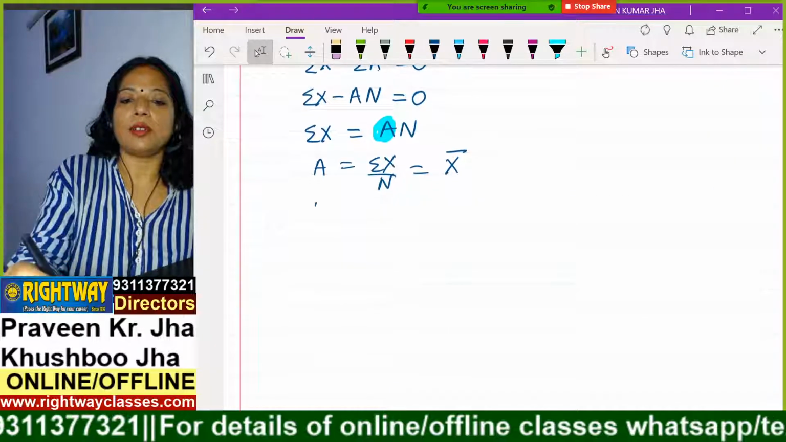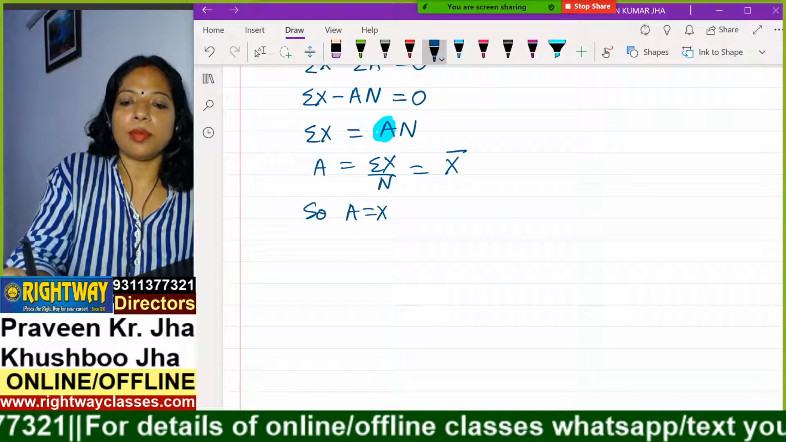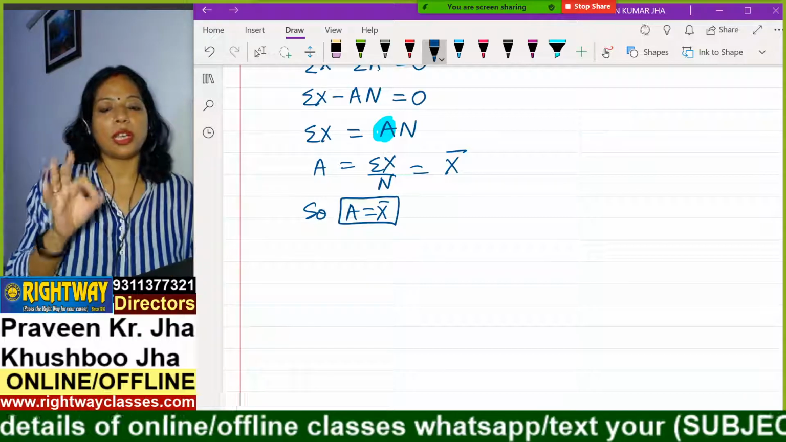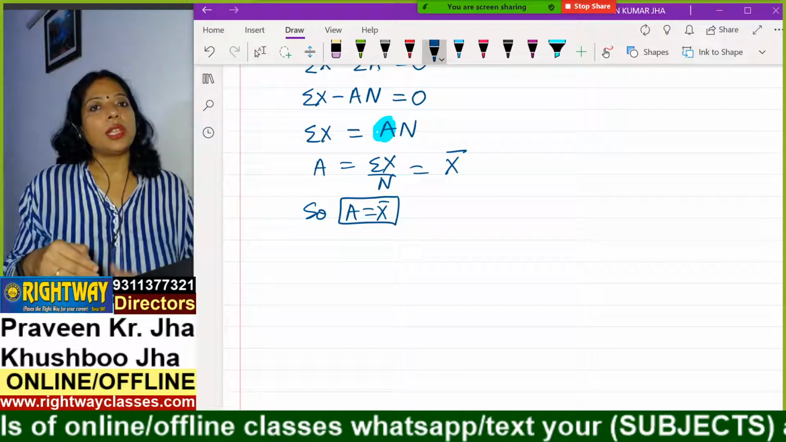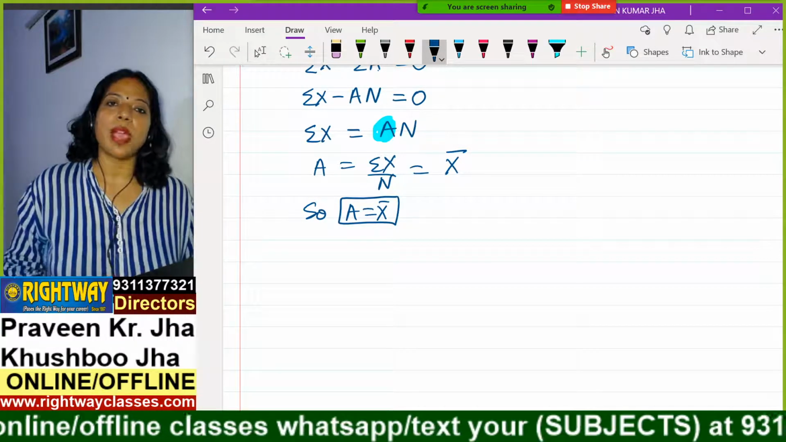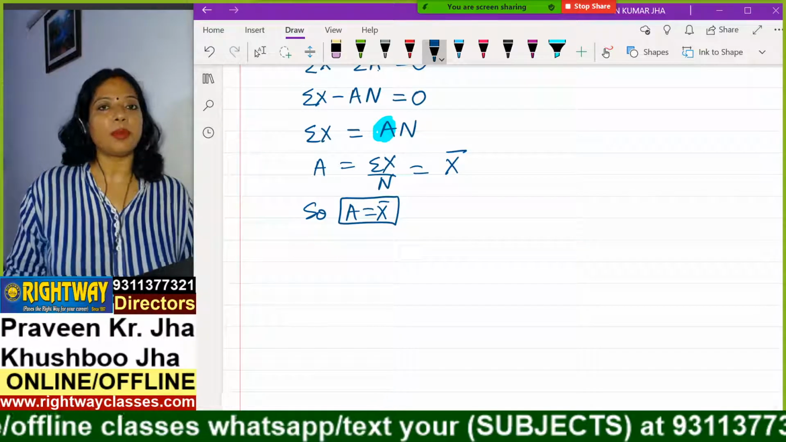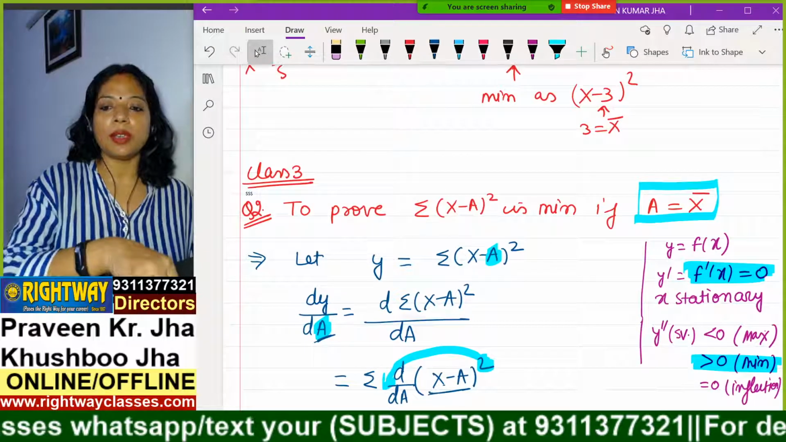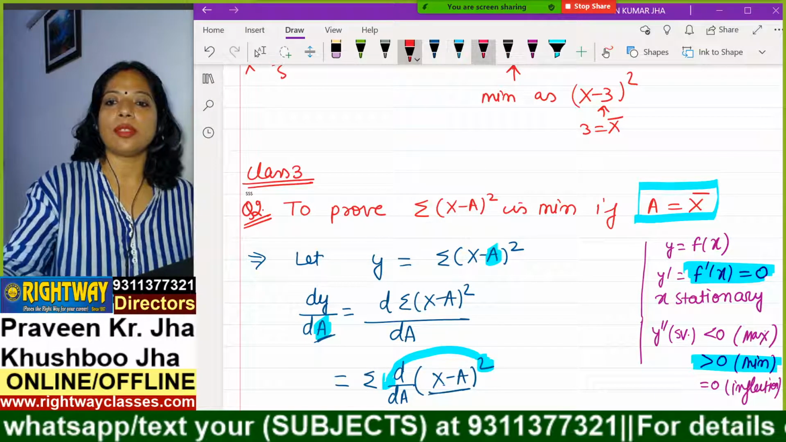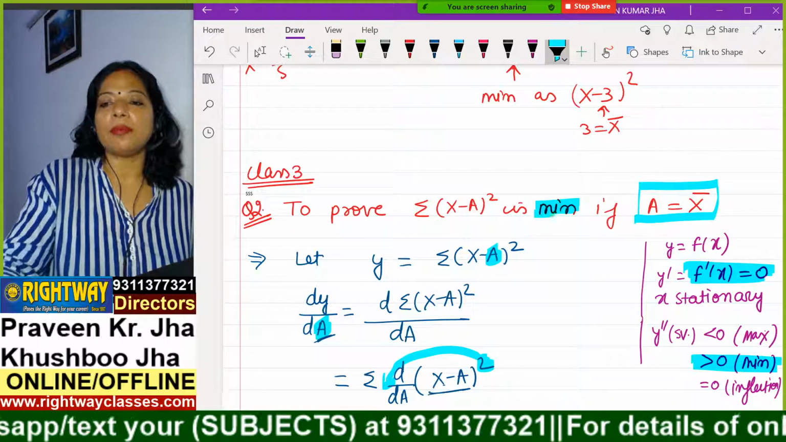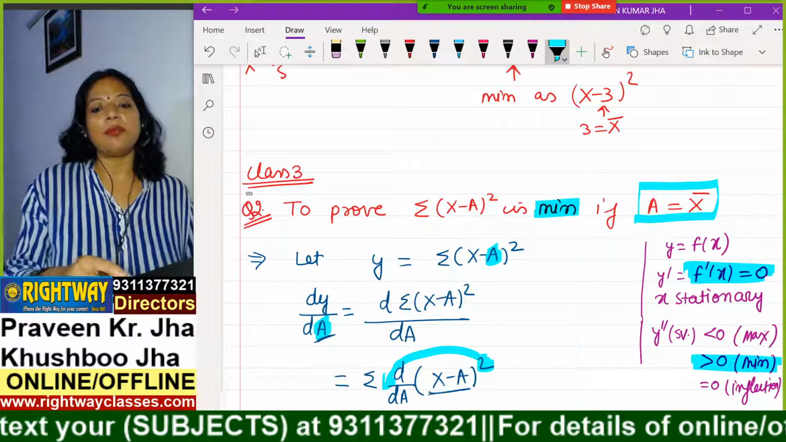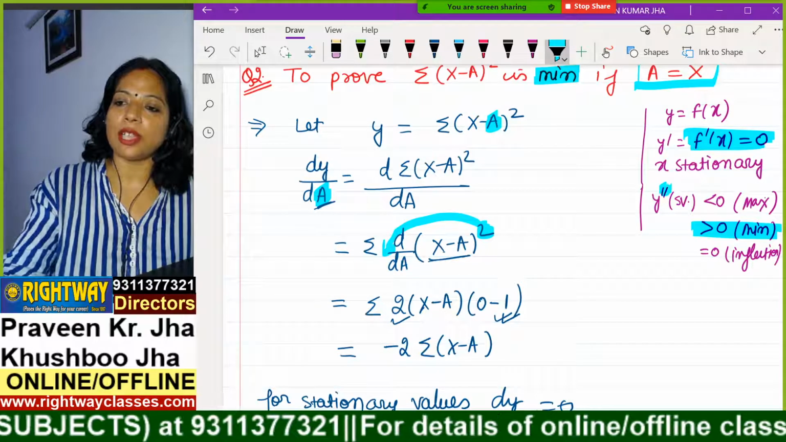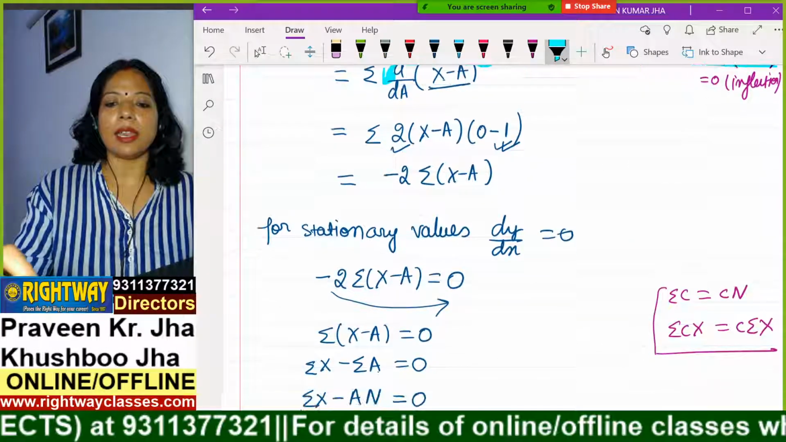So we have got a is equal to x mean as our stationary value, but we are not confirmed about whether this a will give us the maximum value of y or the minimum value of y. And if you see, which value are we searching for? We are searching for the minimum. So for the minimum we will have to differentiate y twice. See here, 2 dash means second derivative.